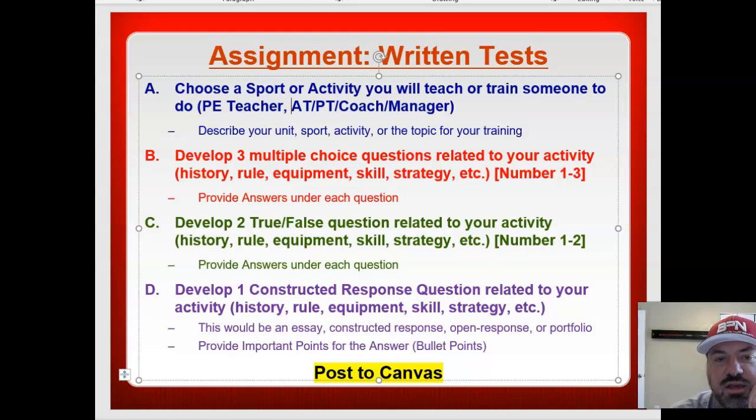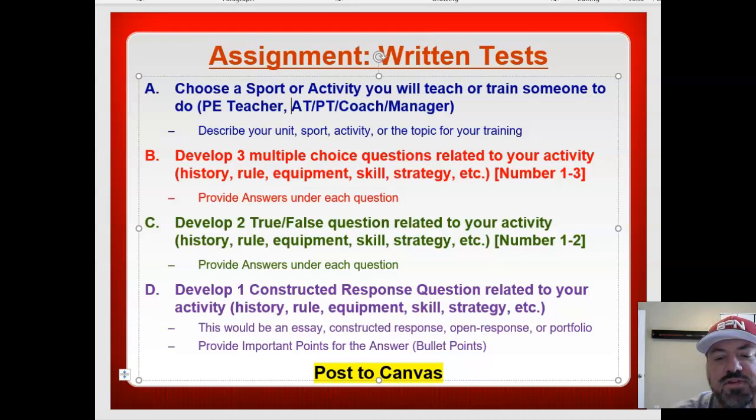Then D, this takes a little more thought. Develop your 1 constructed response question related to your activity. This could be designing an essay. It could be asking for a short answer, asking for a list of what you would do or how you would make a decision. All right? It's an open response type of activity. All right? This could even be something that would go in a portfolio later.